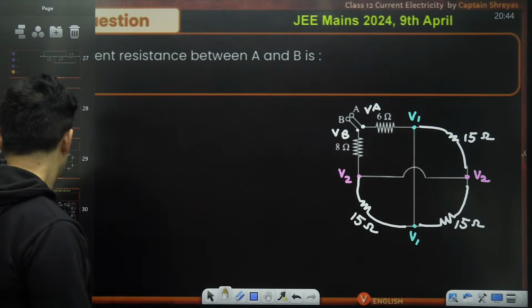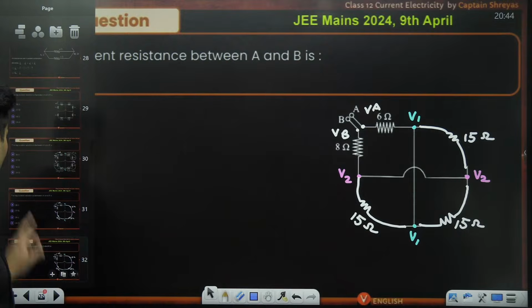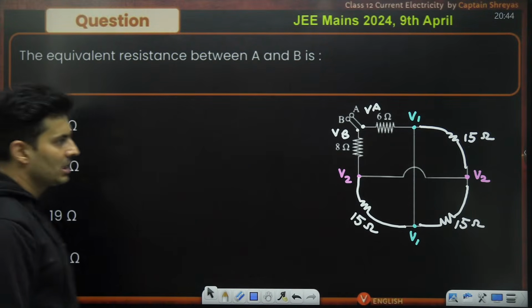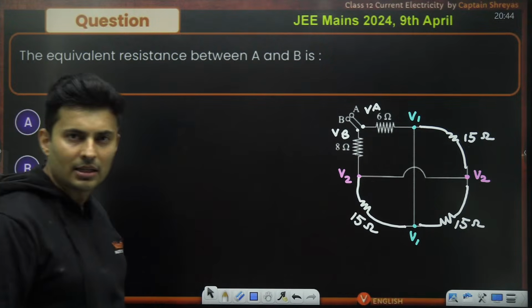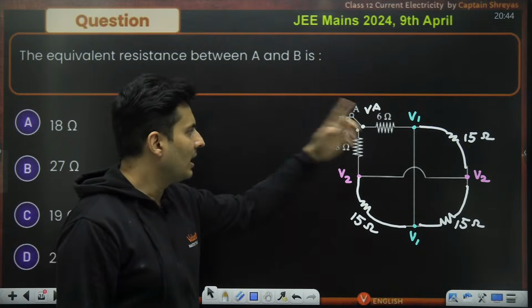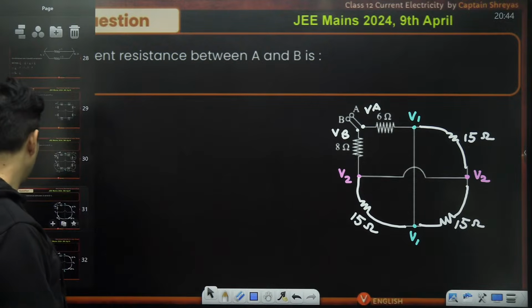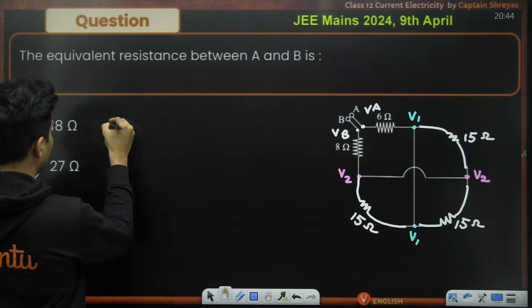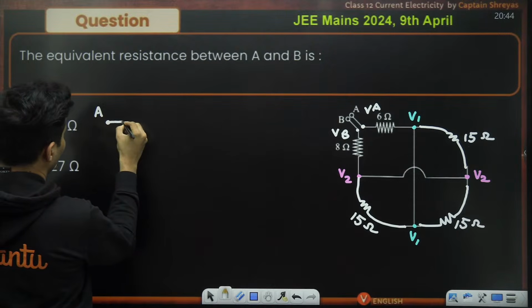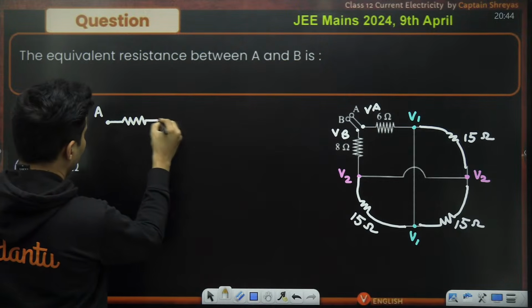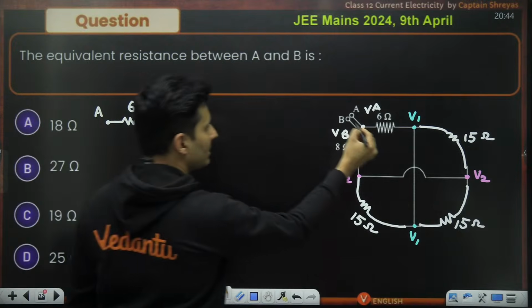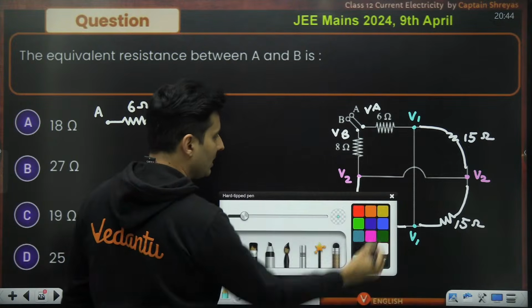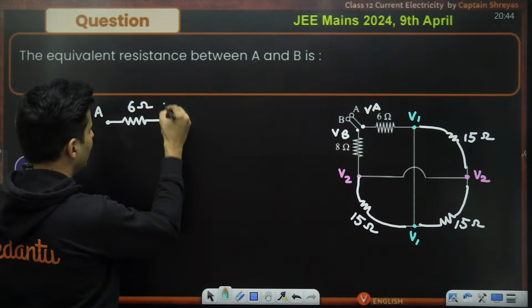Fair enough. Now what do we do next? Observe. I think we should redraw this circuit. Start from A and slowly go towards other points. So let's say you start from the point A. The first resistance that you get is that 6 ohm resistance over here, and immediately you get that point labeled V1.